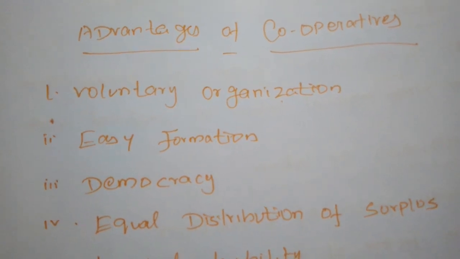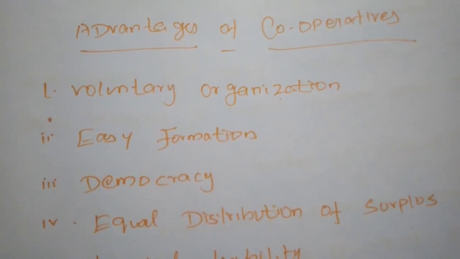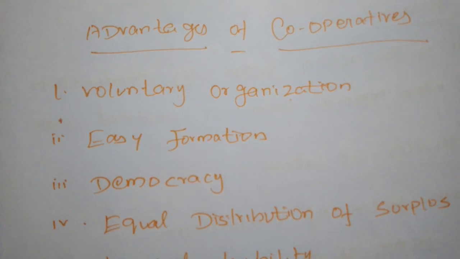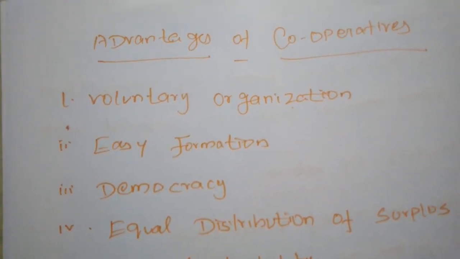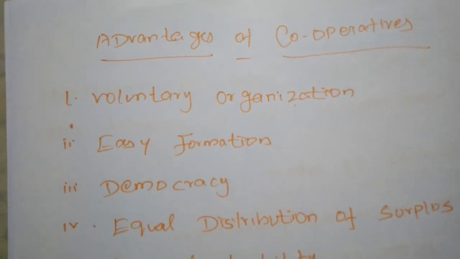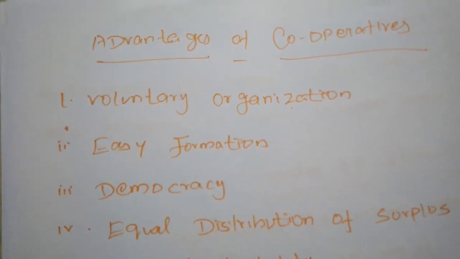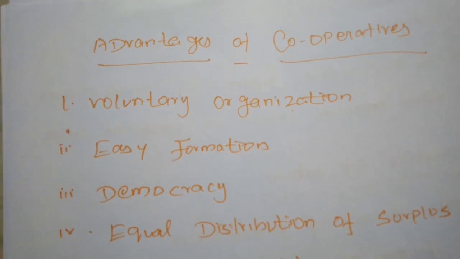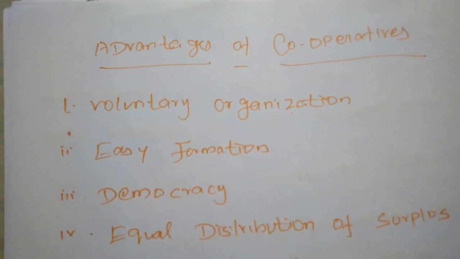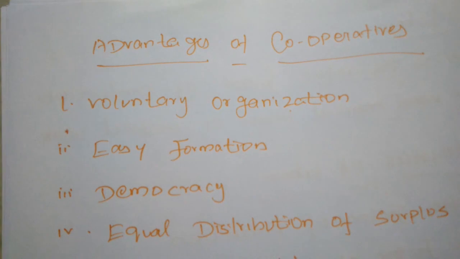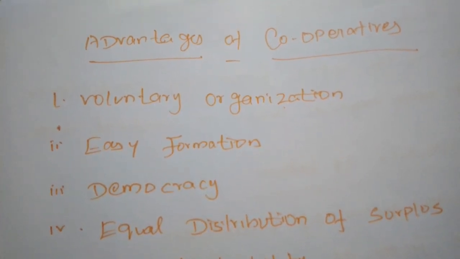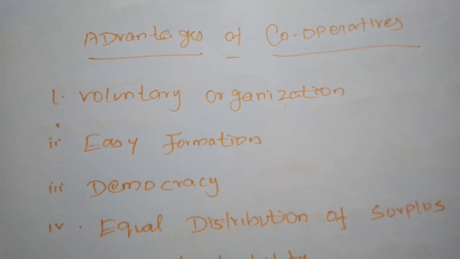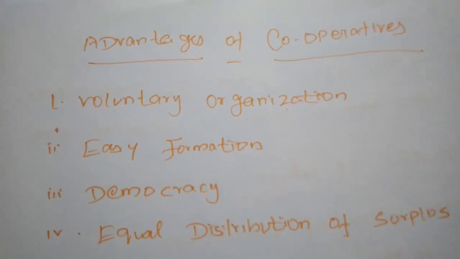First one is voluntary organization. The membership of a cooperative society is open to all. Any person with a common interest can become a member. The membership fee is kept low so that everyone would be able to join and benefit from cooperative societies. At the same time, any member who wants to leave the society is free to do so. There are no entry or exit barriers.